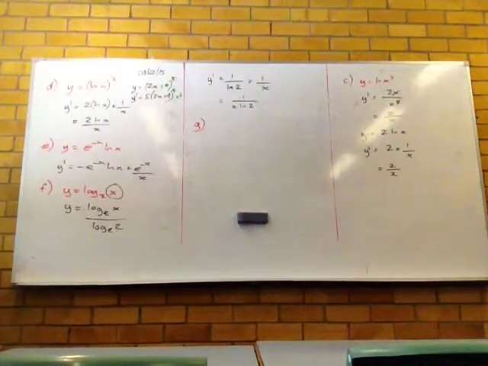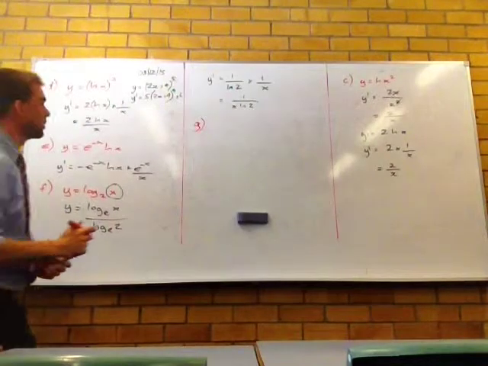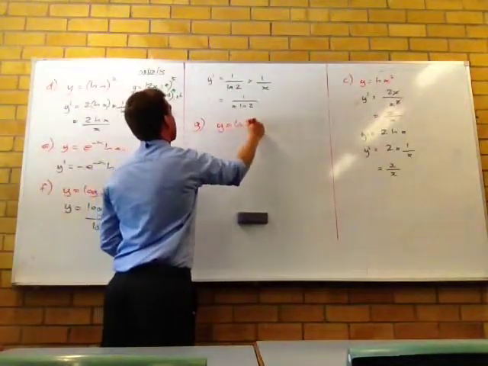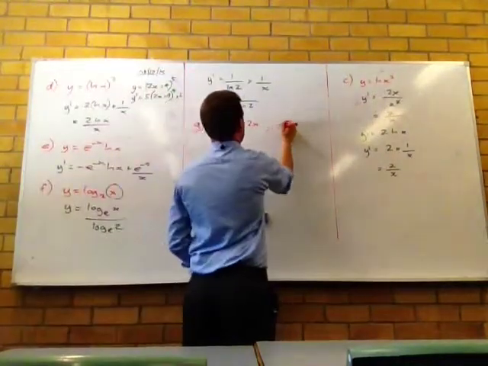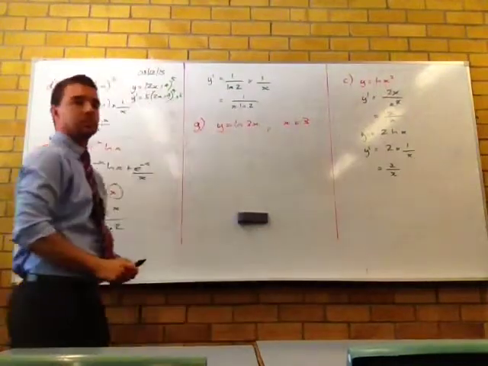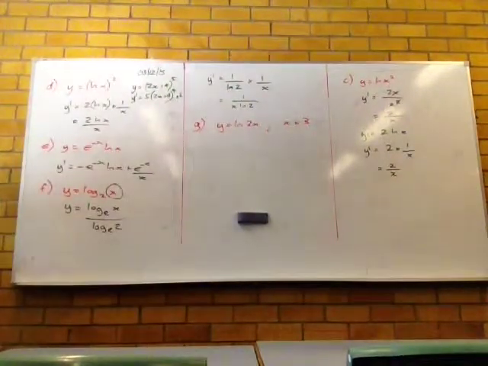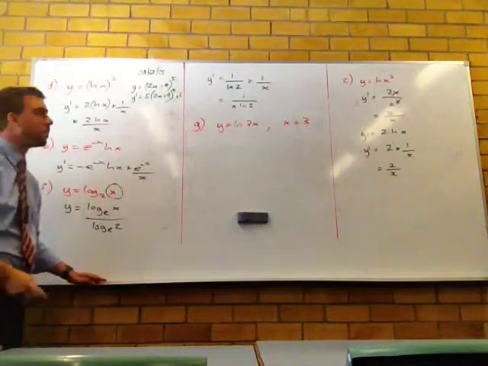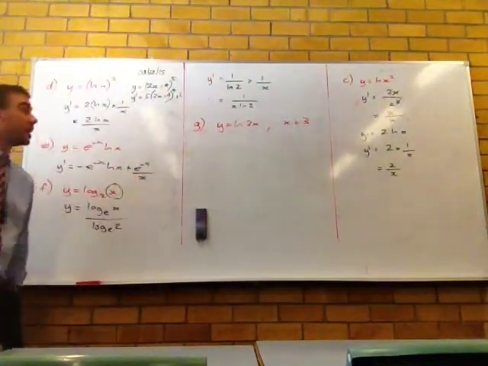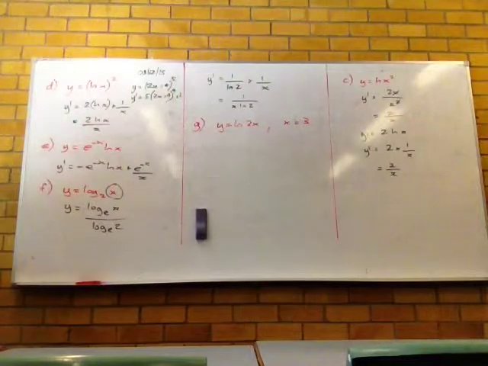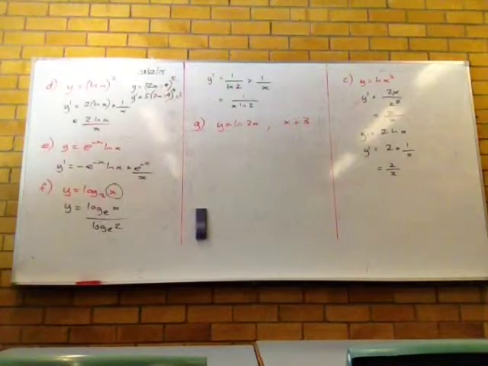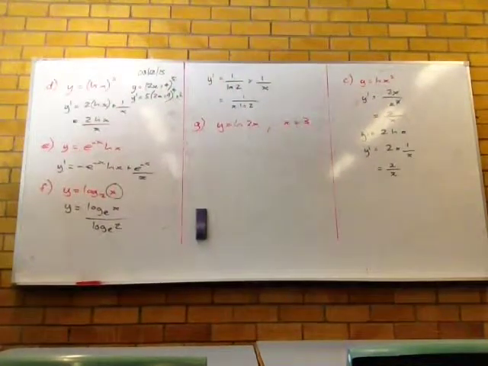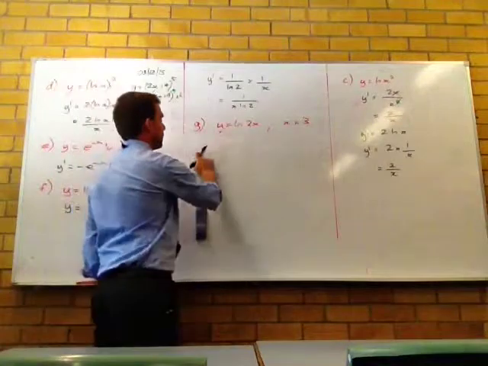Last one. Tangent and normal to the curve. y is the natural log of 2x at the point where x equals 3. Okay, so I need you to write down, we need to work out, the equation of the tangent and the normal to the curve y equals natural log of 2x at the point where x equals 3. So what's the first thing I need to do? Find the y variable. We can do that first, yep.